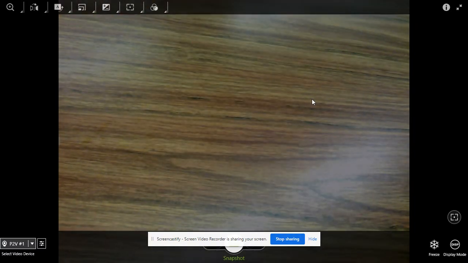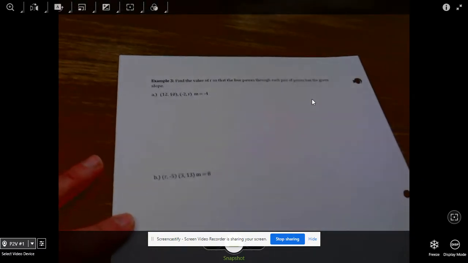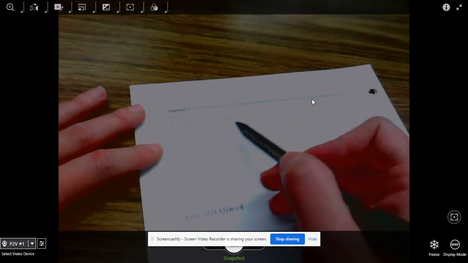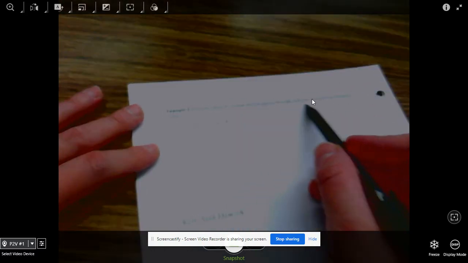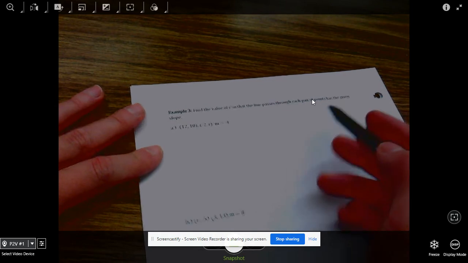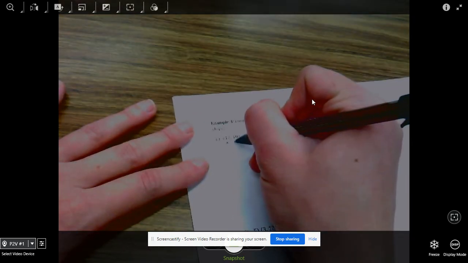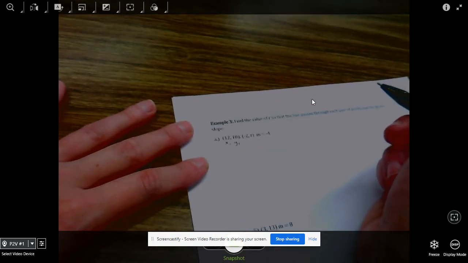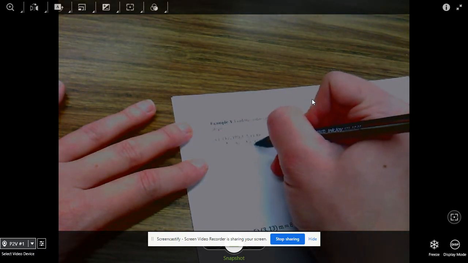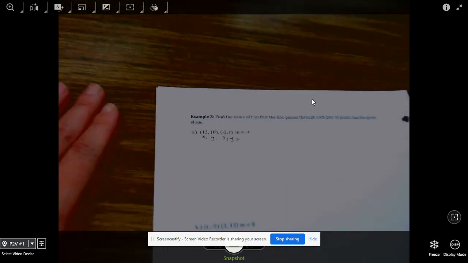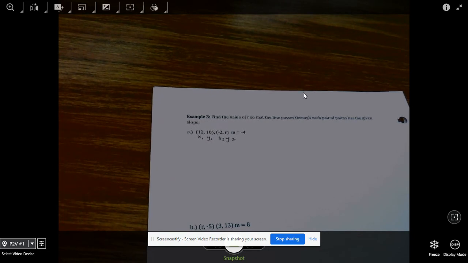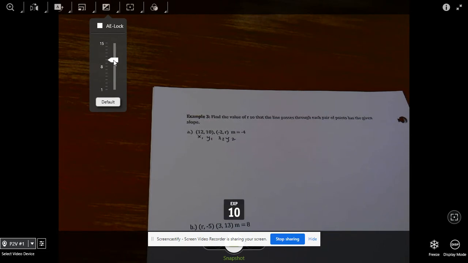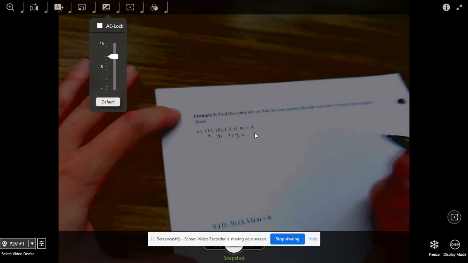All right. Let's move on to the next example. It says find the value of r so that the line passes through each pair of points. Well, they give us an x1 and a y1. They give us an x2 and a y2, and they give us an m. Rather than guessing or checking or sitting there stuck, what do we know contains an m, an x1 and a y1, and an x2 and a y2, our slope formula?